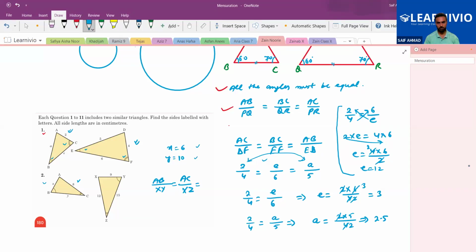So you have to see here. Opposite this angle is 8. And opposite this angle is 12. Okay, okay. So it will be AC by XZ and BC by YZ. AB is X, and XY is 12.